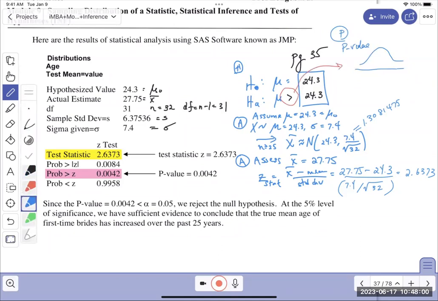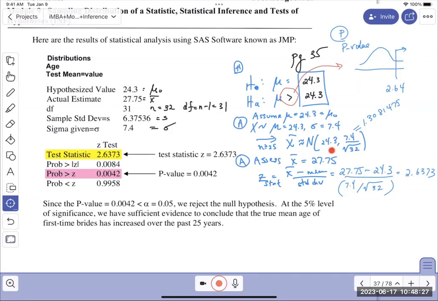It says I want to go to the right of the z-stat. So I plot my z-stat, 2.64. I want to go this way because of that arrow. I want to look on the right. I want to look if it's greater than.